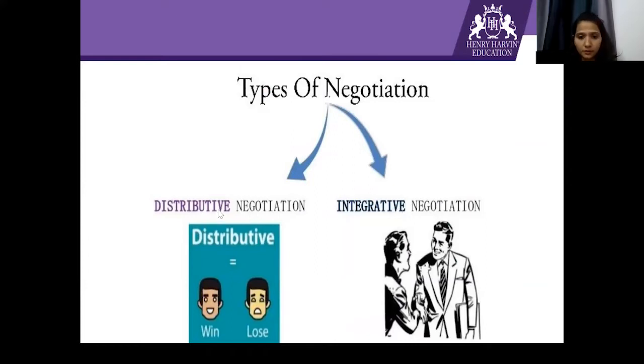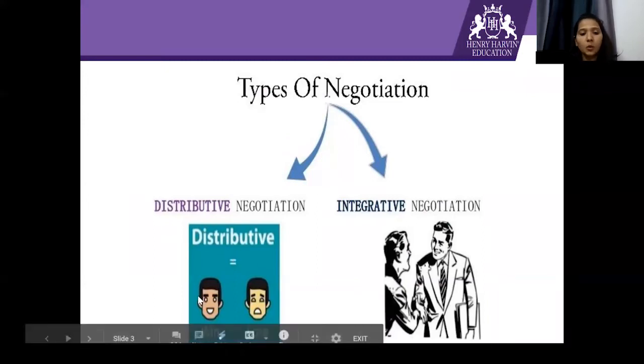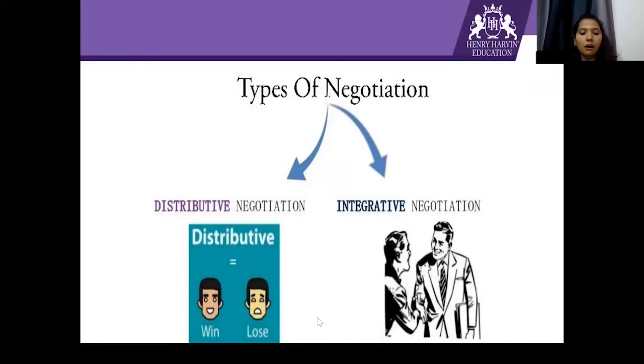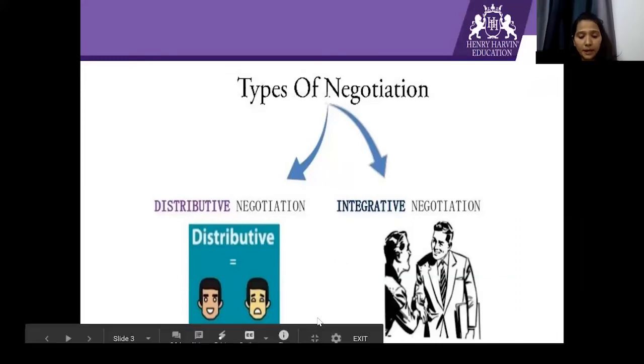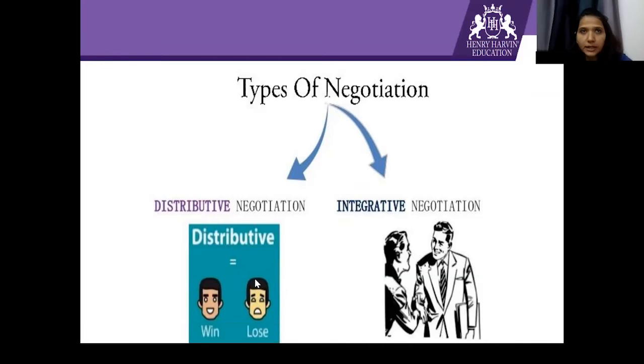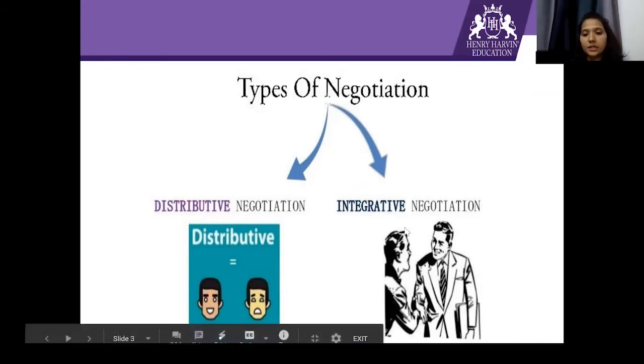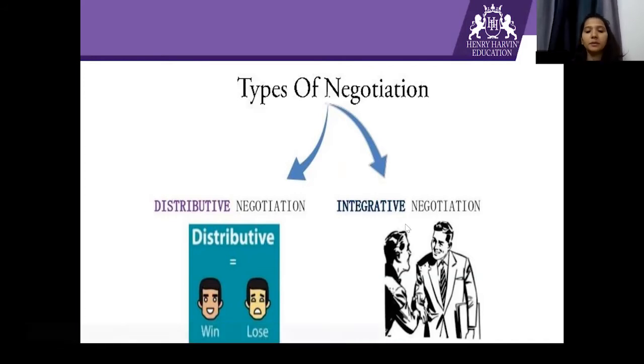So in a distributive negotiation style, or you can say a type, here one loses and the other one gains. So basically there is maximum advantage taken by one party, and the other party doesn't get the maximum benefit basically. Whereas in integrative negotiation type, here both parties are kind of happy because it's like a win-win situation.